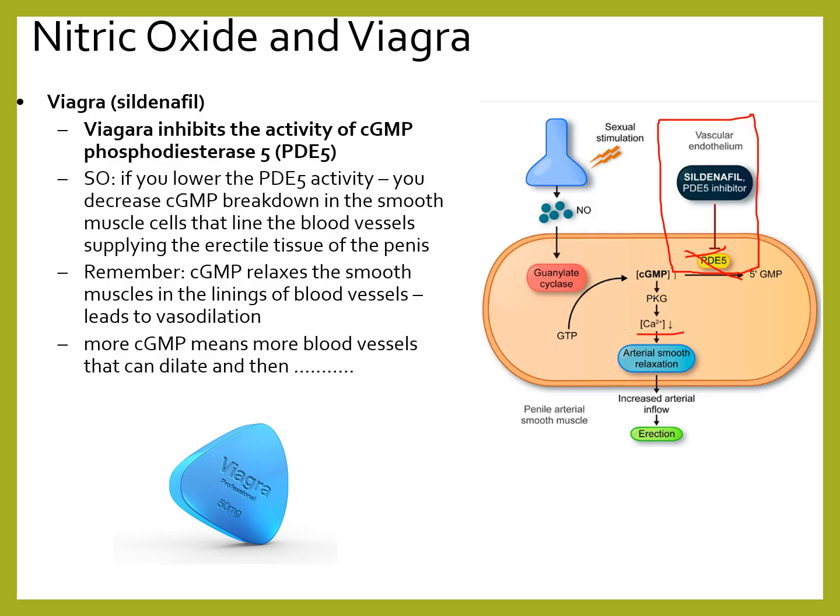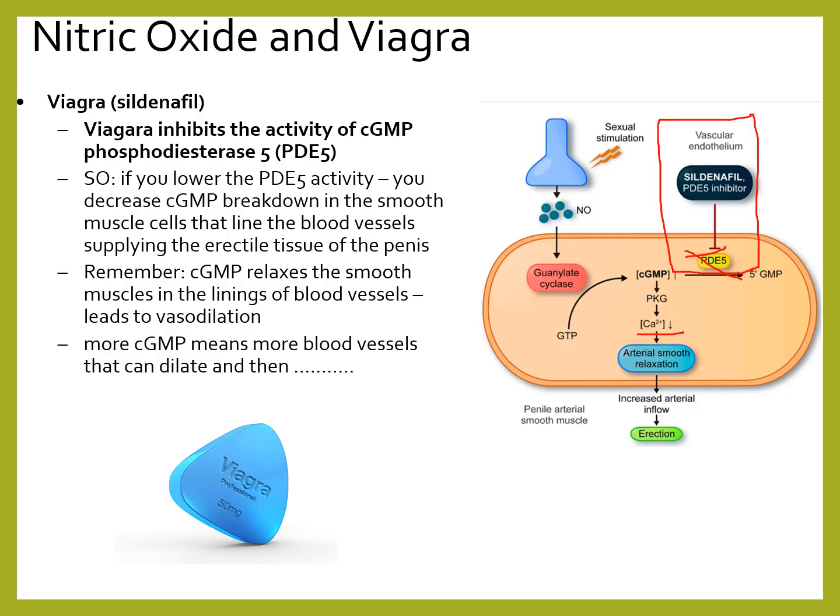That's going to eventually lower calcium levels inside the smooth muscle. The arterial smooth muscle is going to relax. Vasodilation is going to be maintained, and the erection is going to be maintained over time. So the idea is cyclic GMP relaxes the smooth muscles that line these blood vessels. You get more vasodilation. More cyclic GMP means more dilated blood vessels. More vasodilation means more erectile tissue filled with blood and a longer erection.